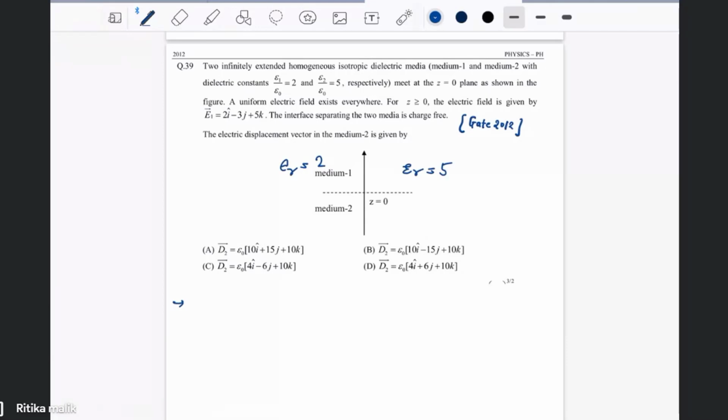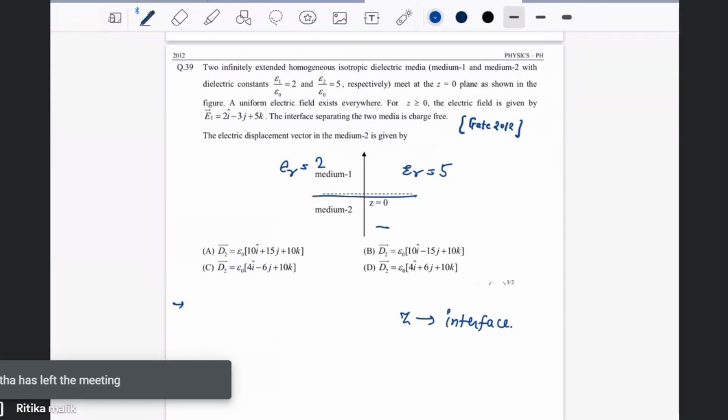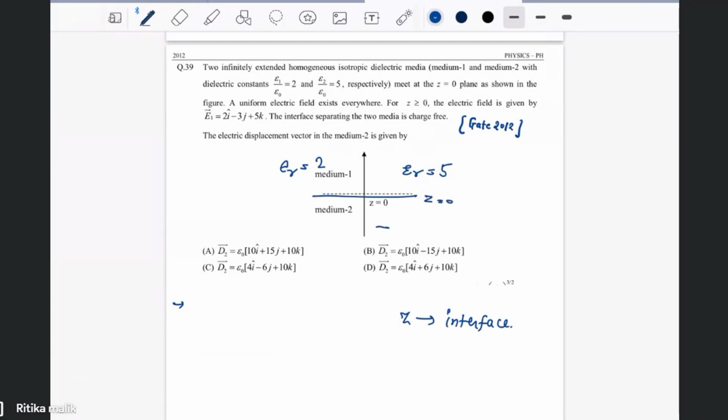So z is the direction normal to the interface. This is the interface, the z equals 0 plane. So z greater than 0 is this region, and z less than 0 is this region. The electric field in one region is given by 2i cap minus 3j cap plus 5k cap. The interface separating the two media is charge free.